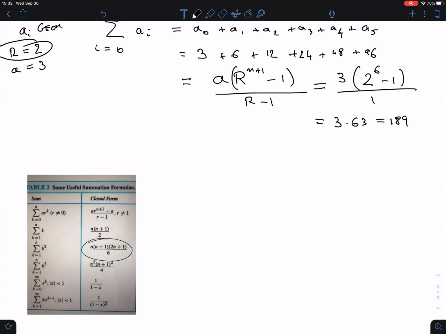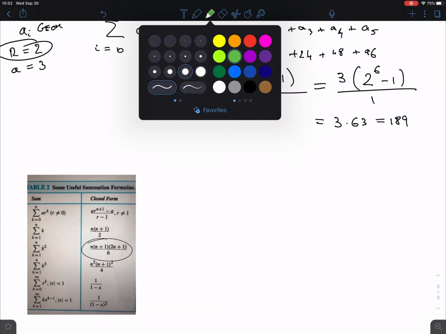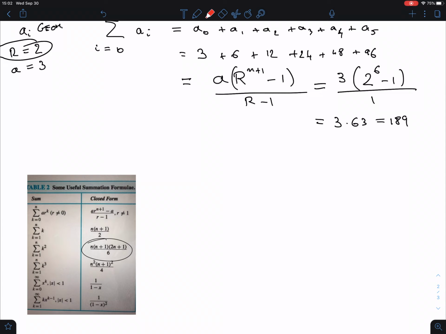Okay, and so we see here a couple of other formulas, the only ones that I'm interested in. The ones here: the sum of the first n numbers is given by this formula. The sum of the first squares is given by this, and the sum of the first cubes is given by this.